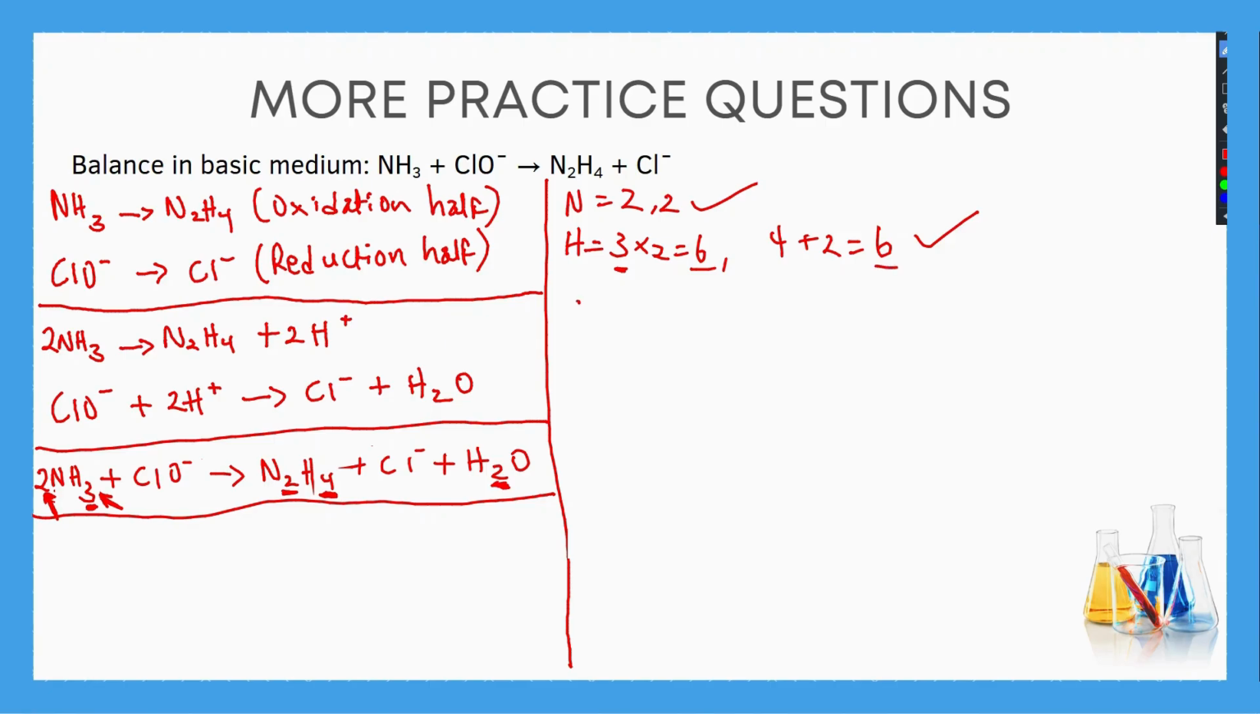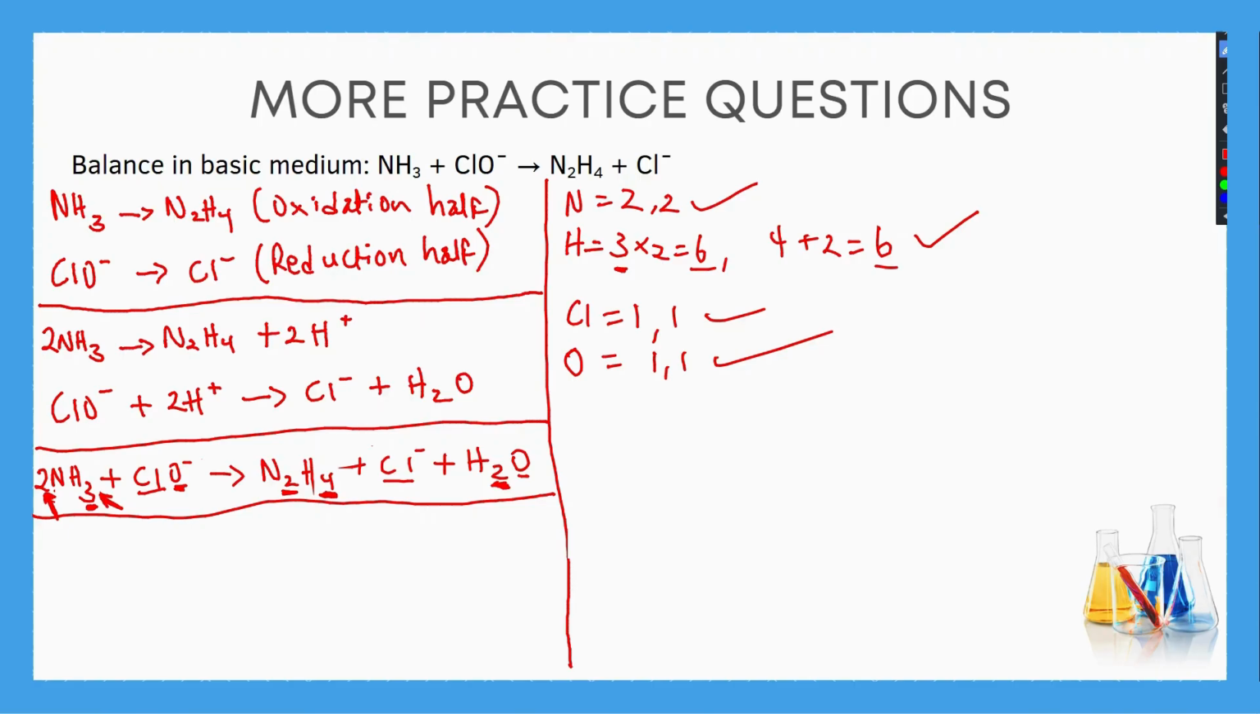For chlorine, how many atoms of chlorine do we have on the left-hand side? We have 1 atom of chlorine here, and we have 1 atom of chlorine on the right-hand side. 1, 1 makes chlorine balanced as well. And then finally, we have oxygen. On the left-hand side, how many atoms of oxygen do we have? We have just 1. And on the right-hand side as well, we have just 1, which makes oxygen balanced as well. So we've seen that the atoms are balanced.